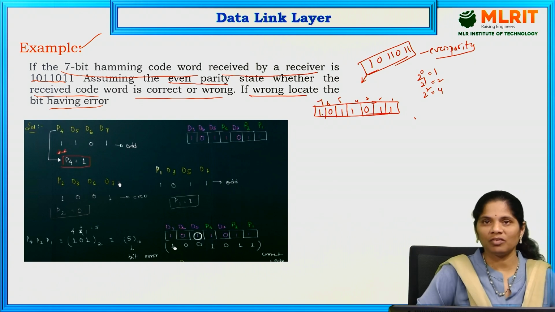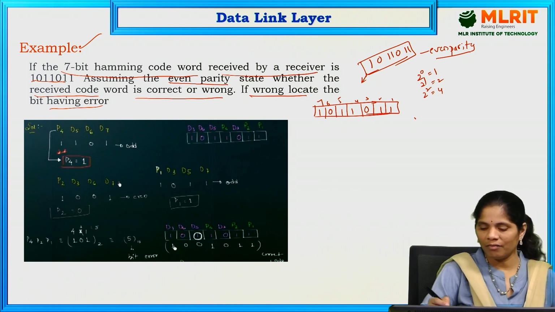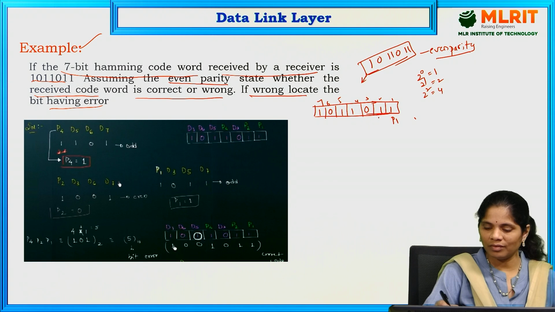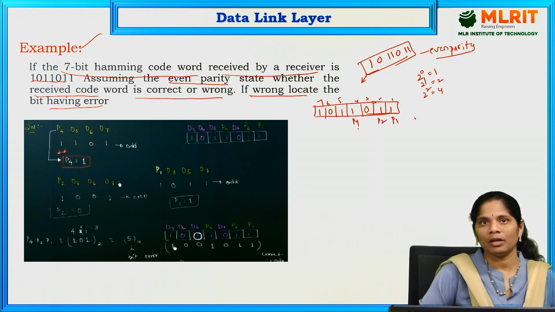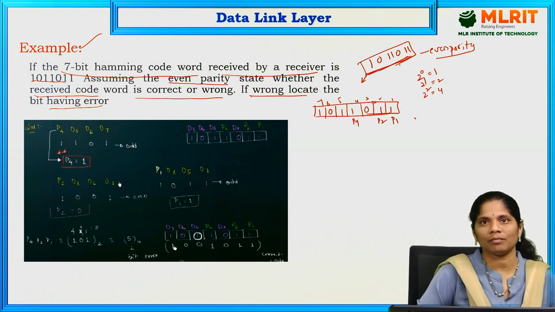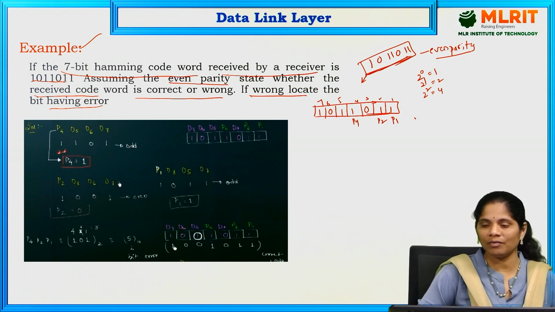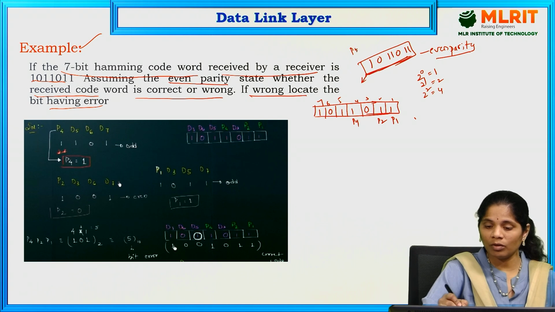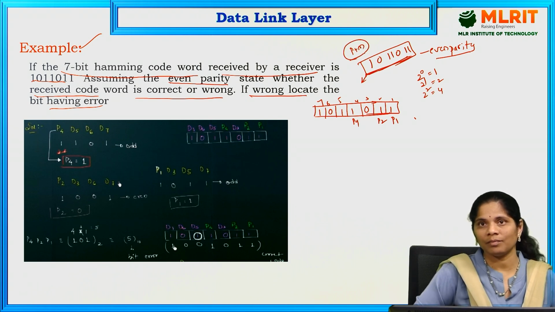So, which positions are we allocating for the parity? First position, second position, and fourth position we are allocating for the parity. The remaining are for the data. We are assuming we received this data from the sender. Whenever the sender sends the data, it sends the message along with the parity bits, right? So, we are assuming that. We are finding whether the error is there, we are detecting the error.